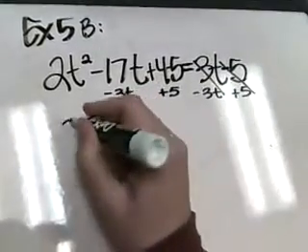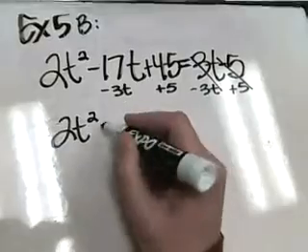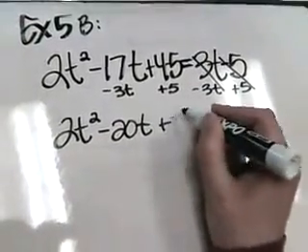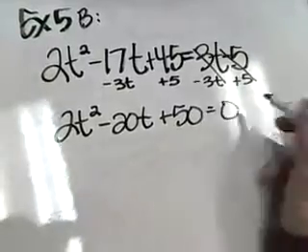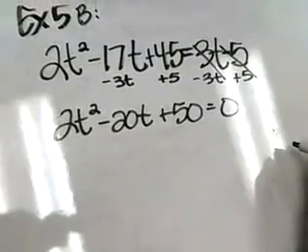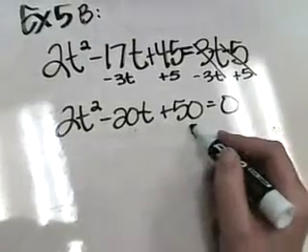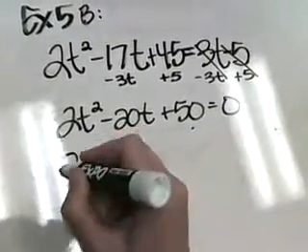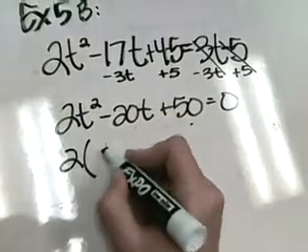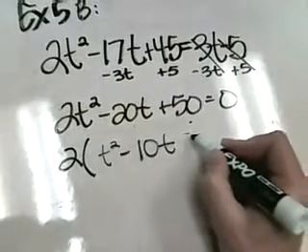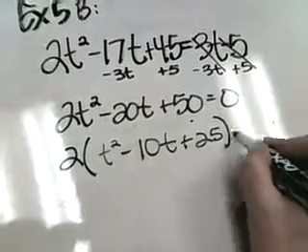So that gives me 2t squared minus 20t plus 50. Now that I have it equal to 0, now I can factor. Can you take anything out? Yes, I could take a 2 out. So I have 2 times t squared minus 10t plus 25.